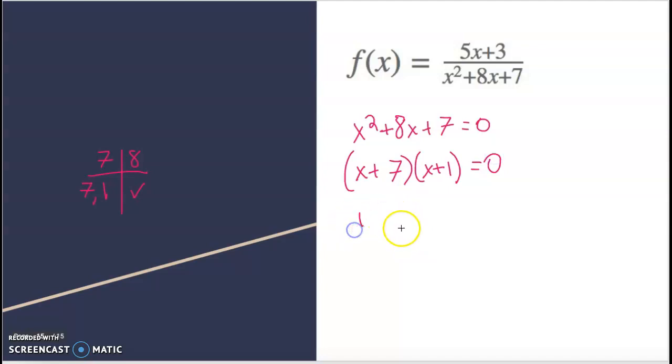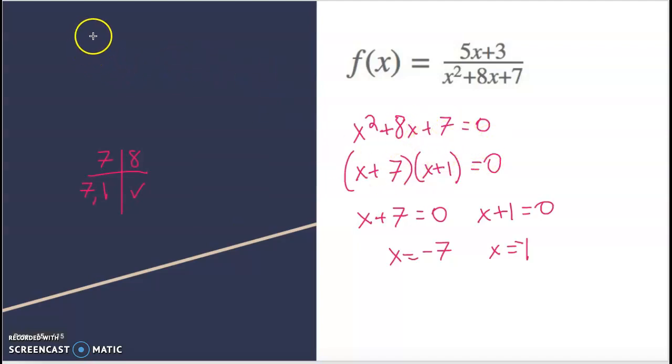And so then if I separately solve those, you get x equals -7 and x equals -1. And so those would be what would make my denominator equal 0, so we don't allow them to be in the domain.